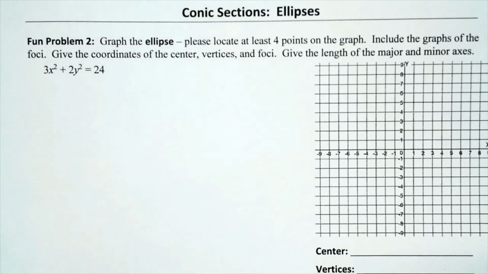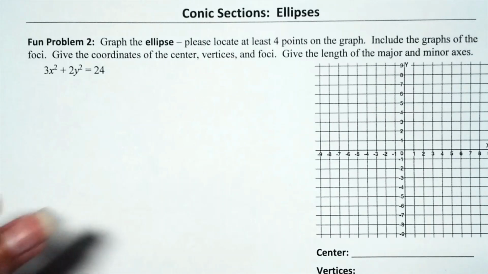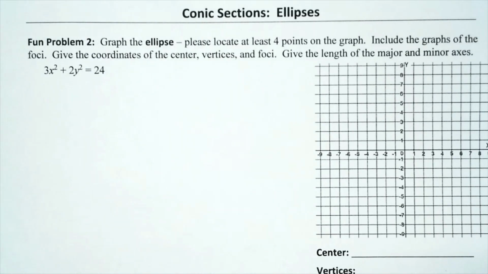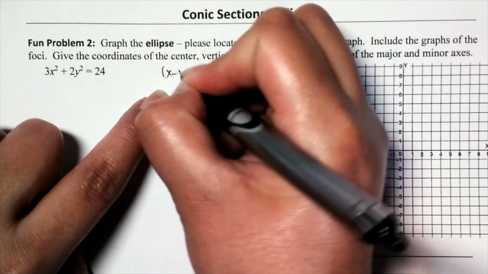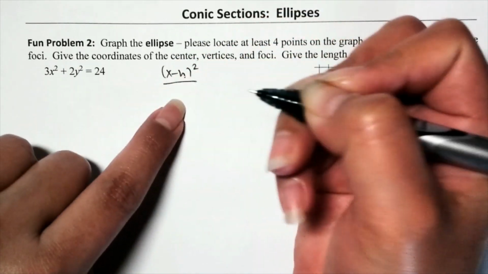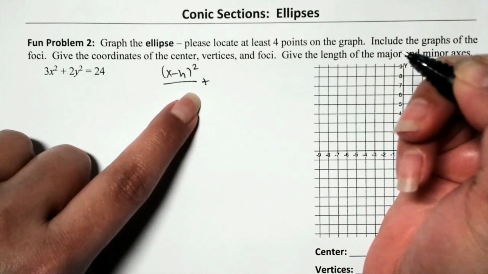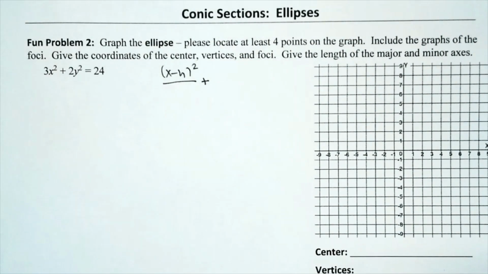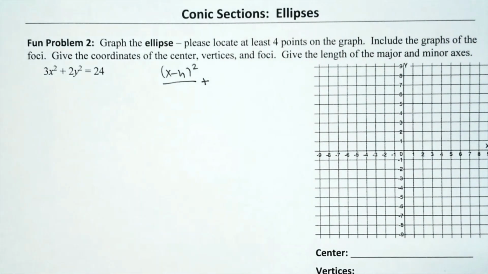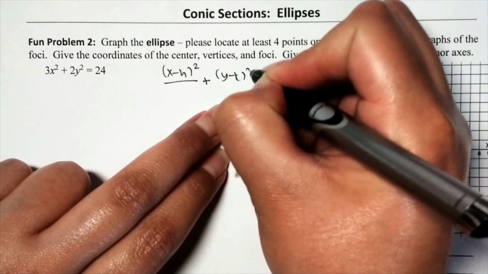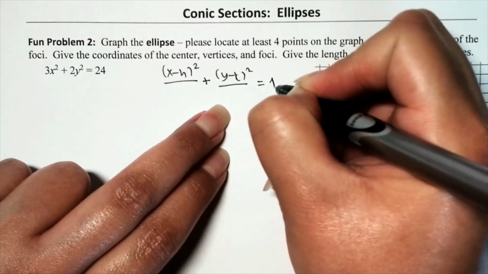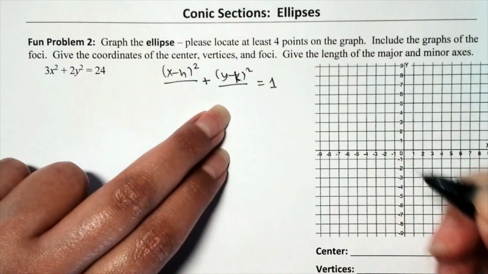So the standard equation of an ellipse, whether it's a vertical or horizontal ellipse, is something like the square of x minus h over something, plus. Plus is key. In the next video we're going to have minus, and that small tweak will make it a different graph. Plus the square of y minus k over something equals 1. 1 being the key.